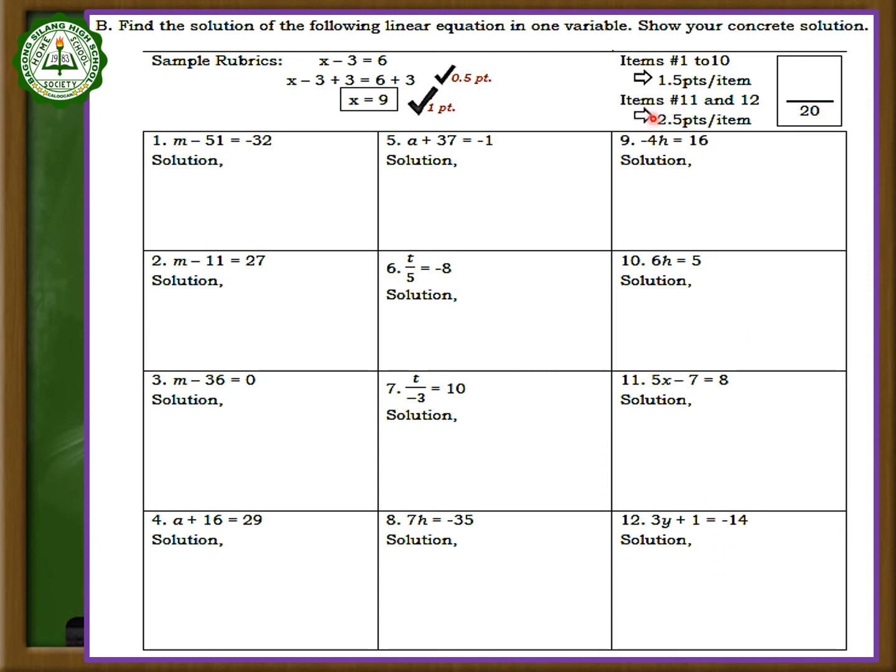No, items 11 and 12 are 2.5 points each, whereas items 1 to 10 are 1.5 points each, and a total of 20. You have to show your concrete solution or your step by step. And this one is the example.